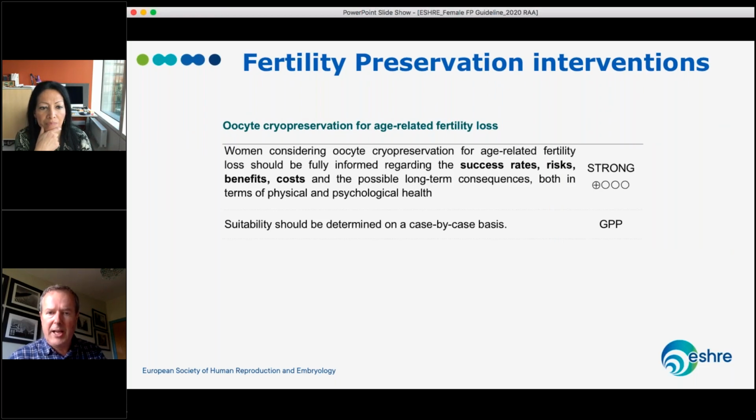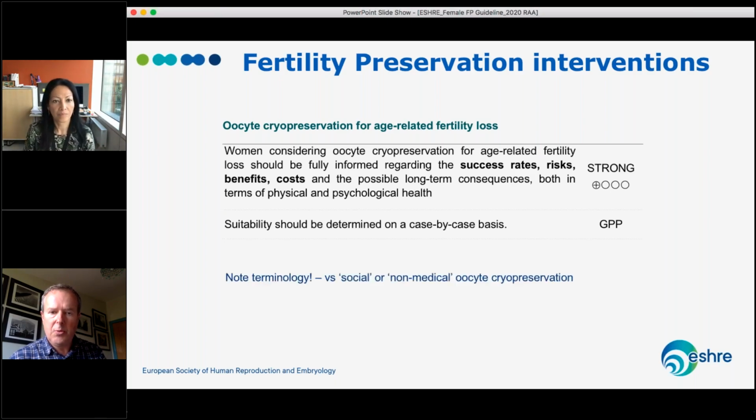We have a section on age-related fertility loss, and that again highlights this need for specific accurate information for women considering this, based on these key issues: success rates, risks, benefits, costs, and of course long-term consequences, and those are really important in that particular age group. You'll note that the terminology that we used here underwent some development. Historically, the term social egg freezing is also often used, but we felt that was rather derogatory, and we also moved on from non-medical oocyte cryopreservation to this terminology of age-related fertility loss.